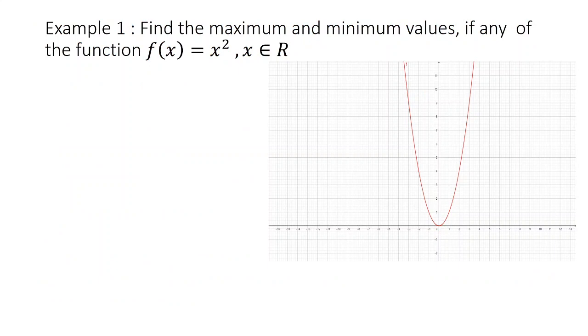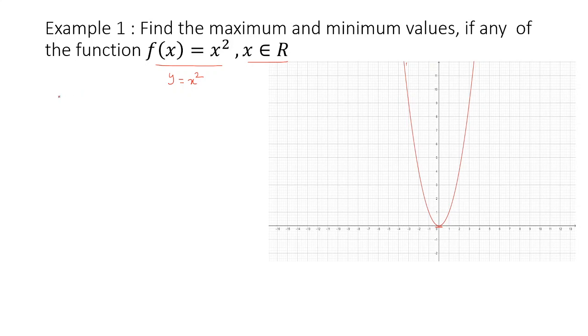Now let us see some examples. Find the maximum and minimum values, if any, of the function f of x equals x square, where x is a real number. So y equals x square represents a parabola. This is the shape of the graph. From the graph itself you can see that the minimum value is 0, and it will go on. There is no maximum value for this.